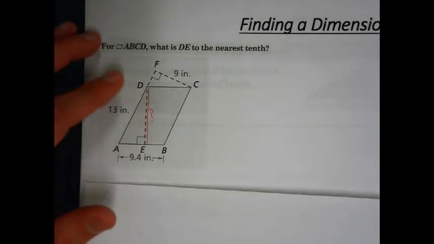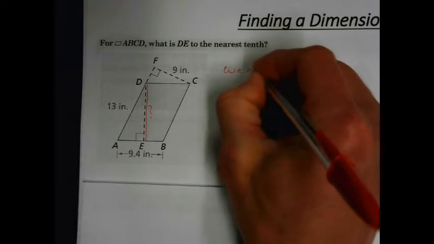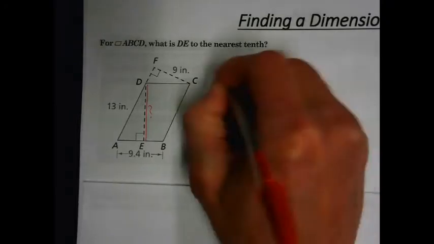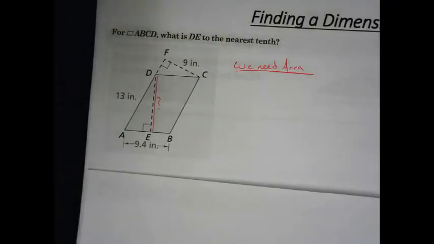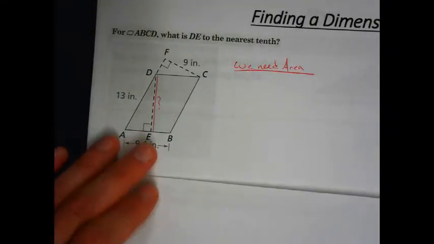Dang it. So we have a base. We're looking for a height. If only we had the area. Wouldn't that be nice if we had the area? So we need the area so we can find the height. Now, how's that going to work? Look at this. There's like this crazy thing here. I've said it before. I'll say it again. Don't let gravity mess with you.